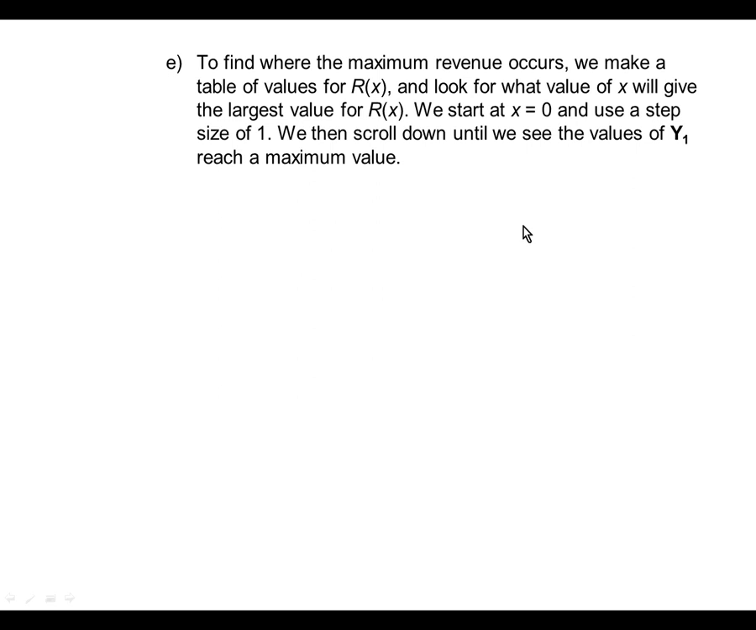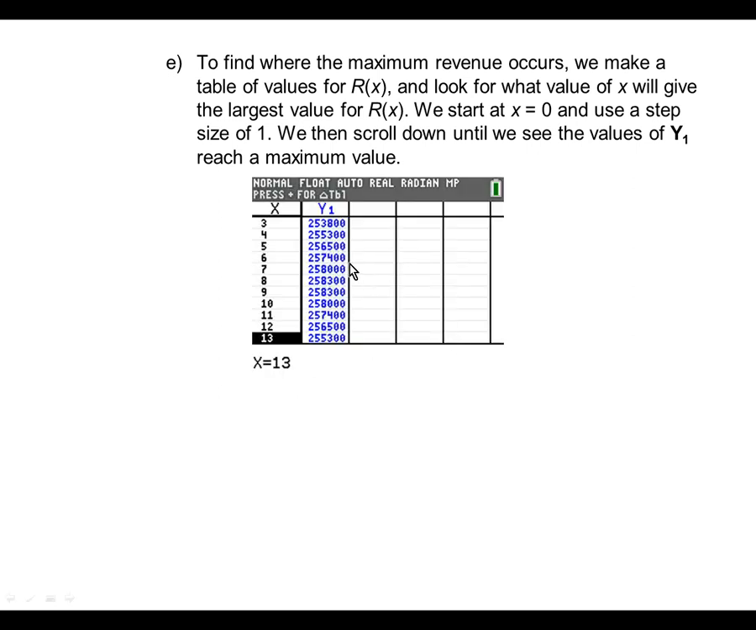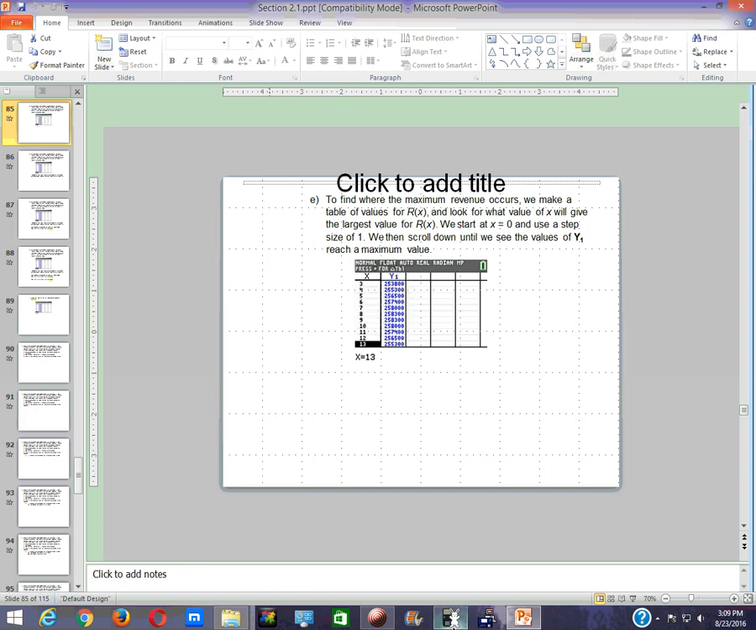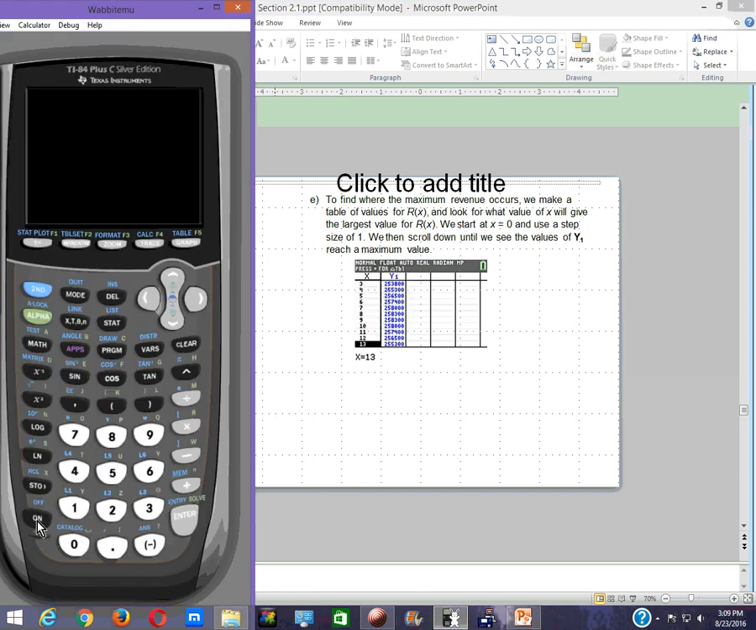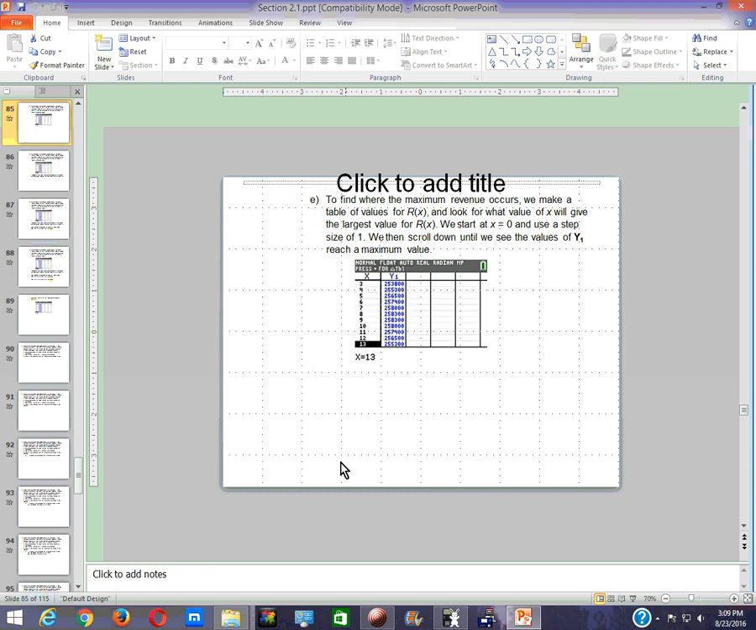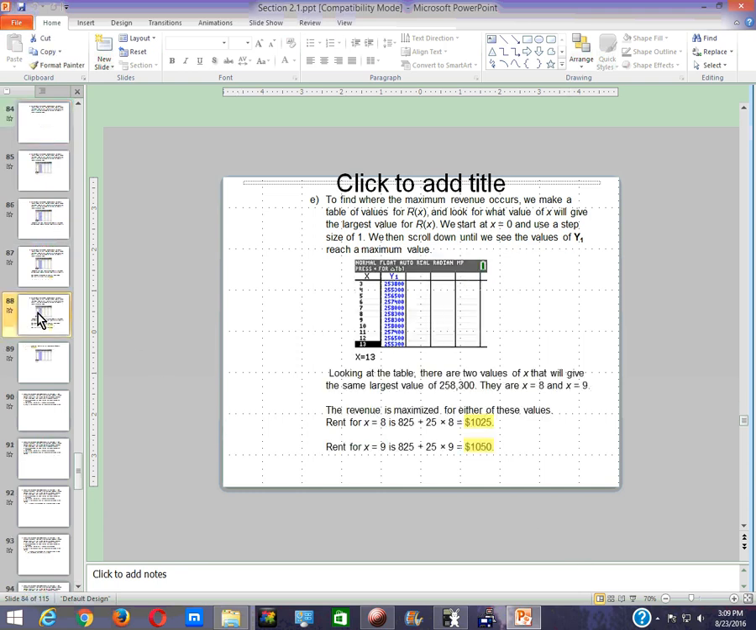So we scroll down to see where the values of y1 reach a maximum. Notice I chopped off the 0 because I wanted to see the values getting bigger and bigger. Let me do this live. I'll turn my calculator back on, get my y equal, and clear out the one that's there. Now I'm going to have to go back a slide to see what the function was. So let me go back a slide.